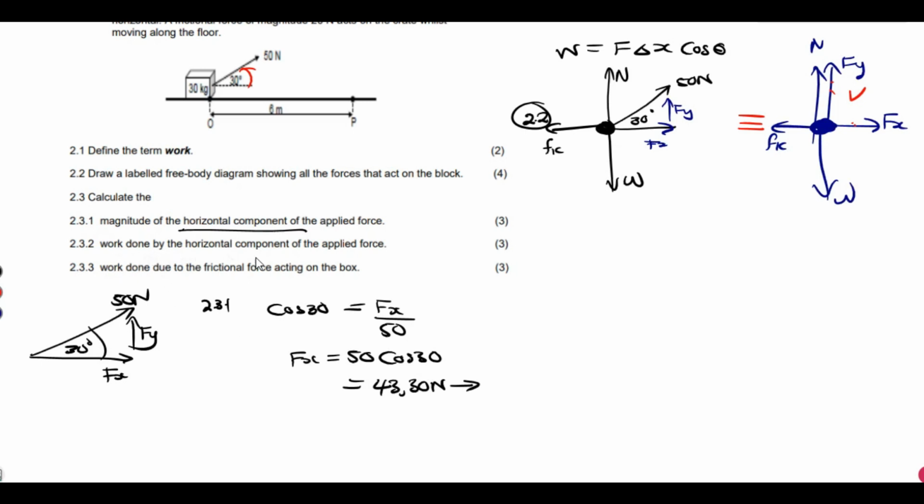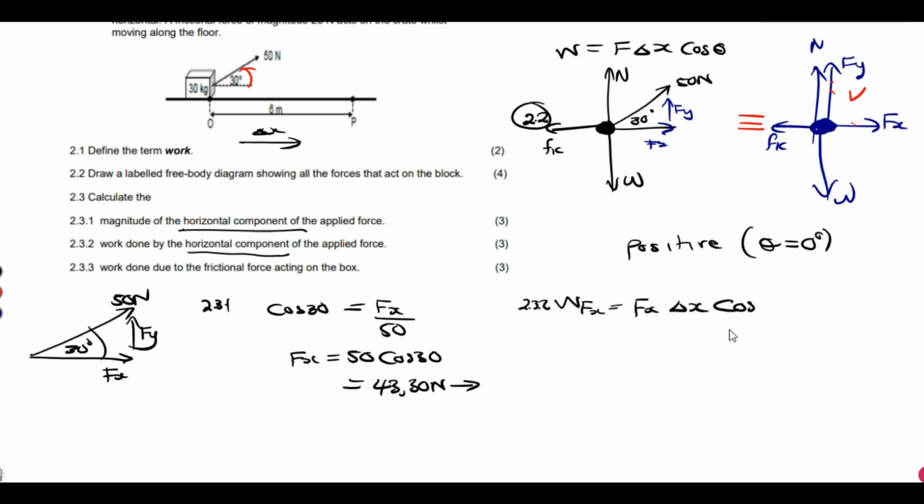And then they say calculate the work done by the horizontal component of the applied force. So now work done by Fx is simply, this is 2.3.2, equal to Fx itself multiplied by delta x and cosine of what now? Remember, the object is sliding from point O to point P, so delta x is in that direction, meaning that force Fx is doing positive work. And if a force is doing positive work, what's our theta? Our theta is equal to 0 degrees.